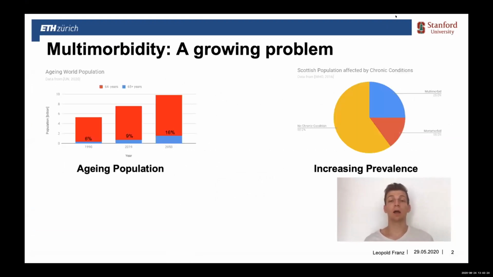Multimorbidity is a growing problem in our society. On the one hand, our general population is aging quickly. On the other hand, we're also seeing a general increase in the prevalence of multimorbidity, so more people are more frequently affected by multiple long-term or chronic conditions.